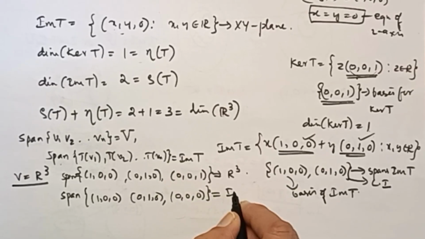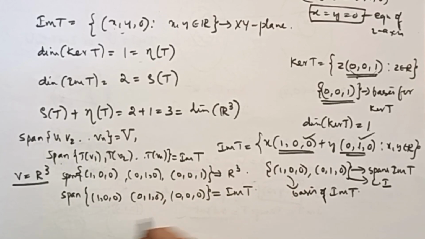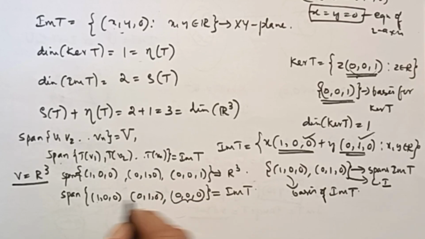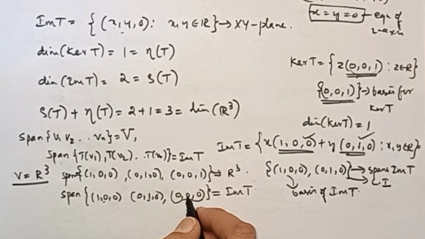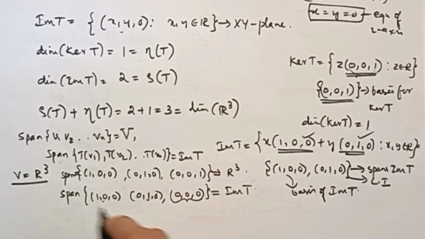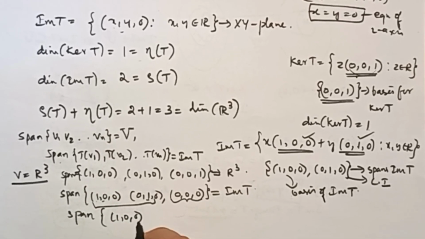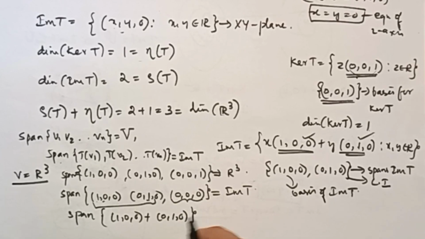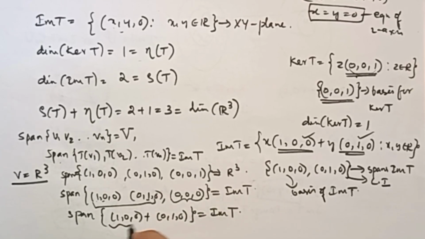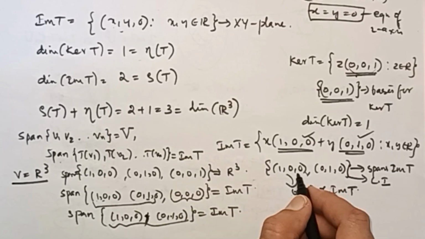So that is equal to the image of T. The image of T is spanned by these vectors. You know that in a spanning set, if there is a zero vector, it is the same as the span of these two vectors, because the zero vector doesn't contribute to the span of any set. Therefore, the span of (1, 0, 0) and (0, 1, 0) equals the image of T. And you have to check, are they linearly independent? Yes, you got the same thing back here.